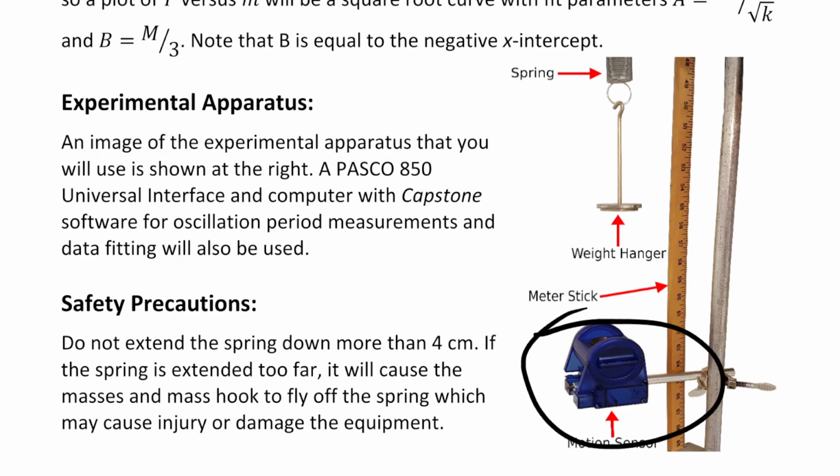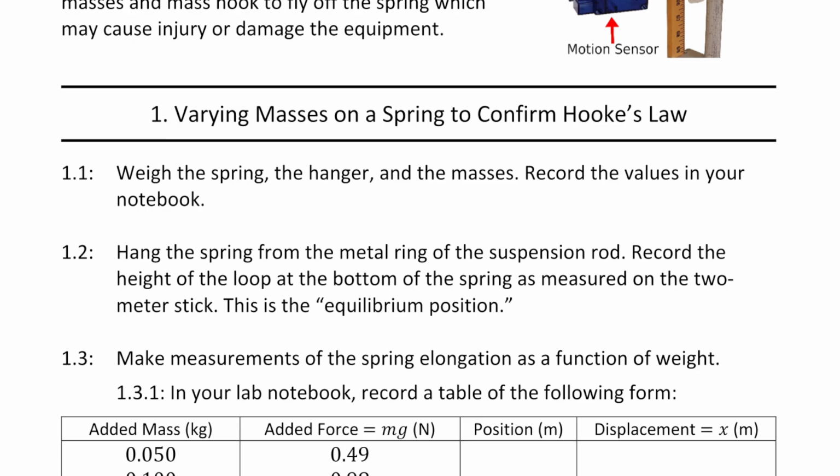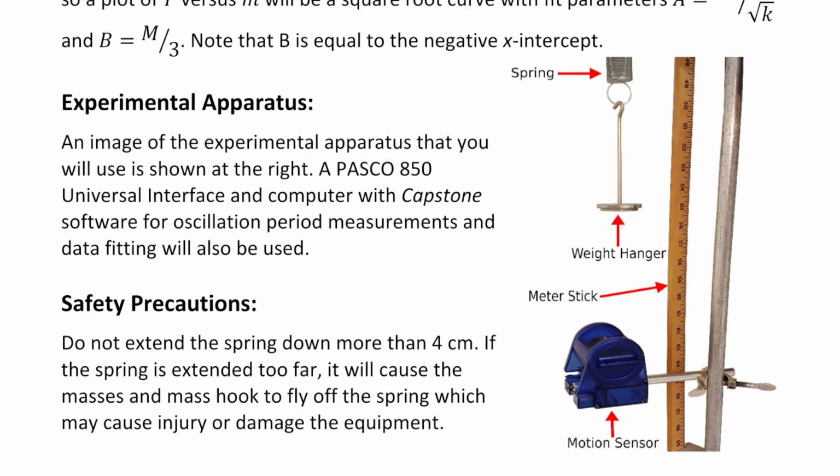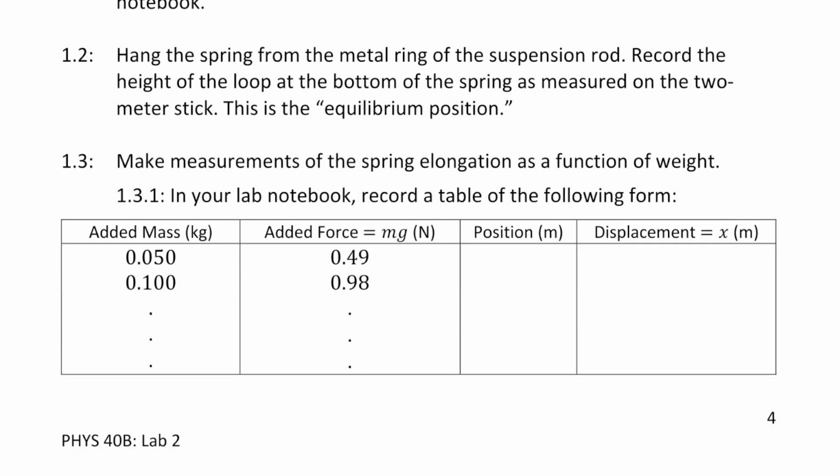We have a motion sensor to look at how far the spring moves up and down when it oscillates. To start off, you're going to hang the spring, and then look at wherever this loop is. You're going to choose some point on the loop and look at how far down that is, because that's your equilibrium position. In this case, it would be 49.5 centimeters.